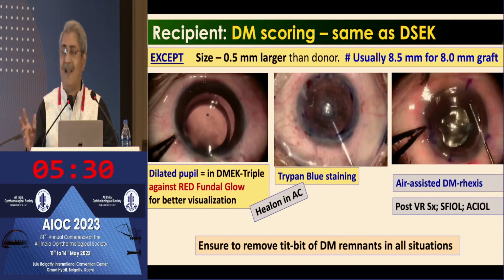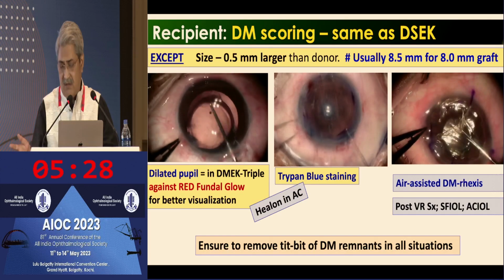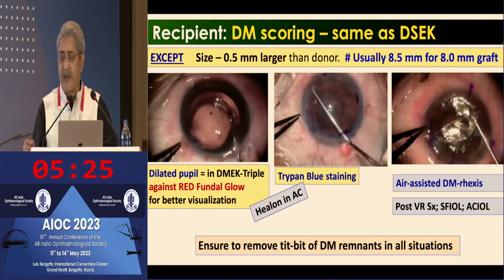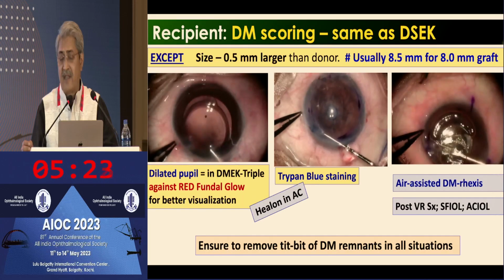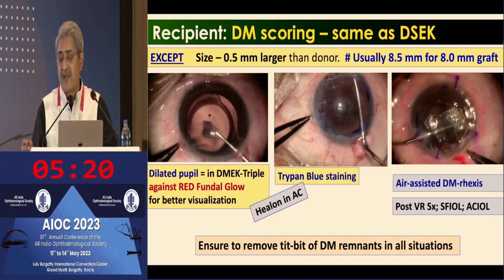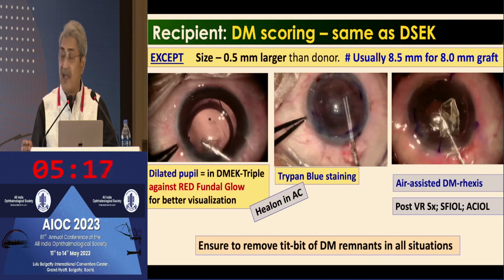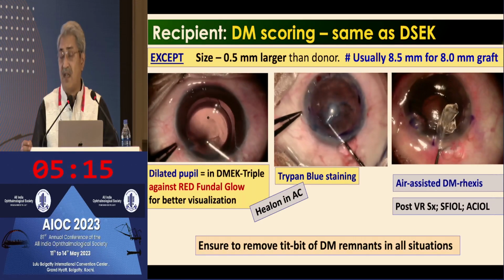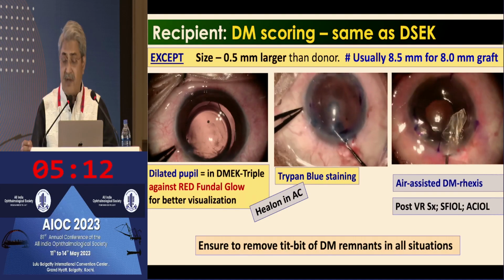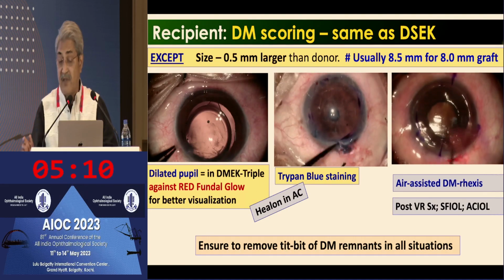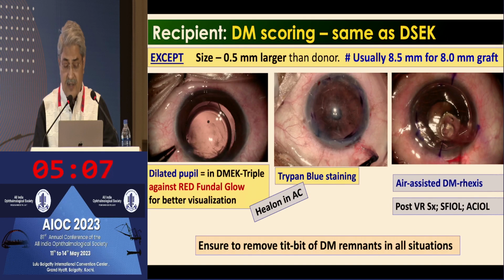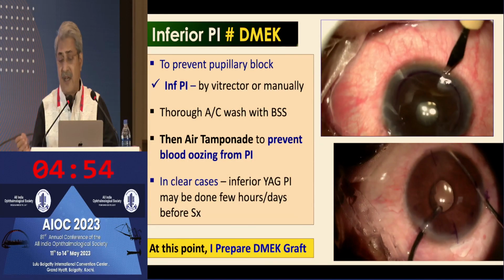We take a little larger descemetorhexis, usually 0.5 or a little more, and AR-assisted DMRhexis always gives the best visibility, and it should be done in scleral fixation or SEIOL, because we don't use any viscoelastic in those cases. And ensure that any remnants of DM are removed in all situations, because that will be a cause for your donor detachment.